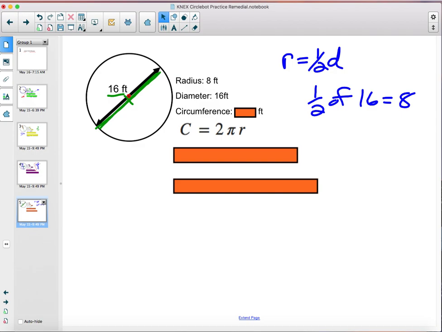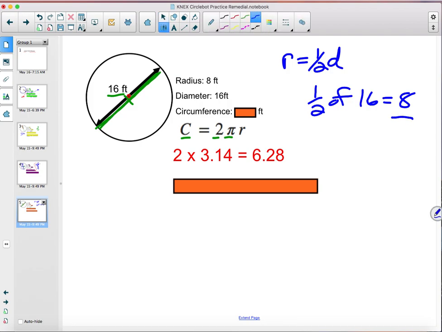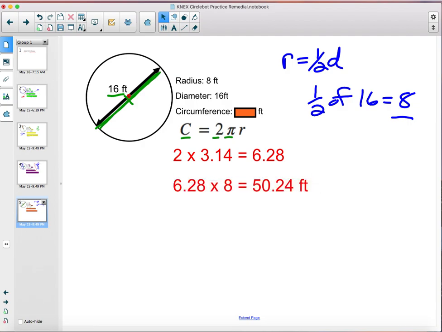Then they ask us to find circumference. Again, we have 2 times pi, 2 times 3.14 equals 6.28. Then we take our radius, which is 8, and we multiply 6.28 times 8, and you get 50.24 feet. Again, this is an approximate answer because we are working with pi, which is always an estimate because of the nature of pi.